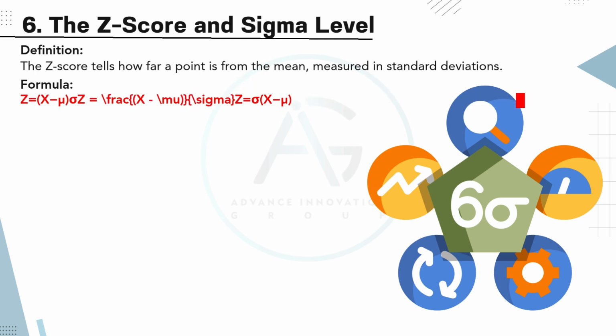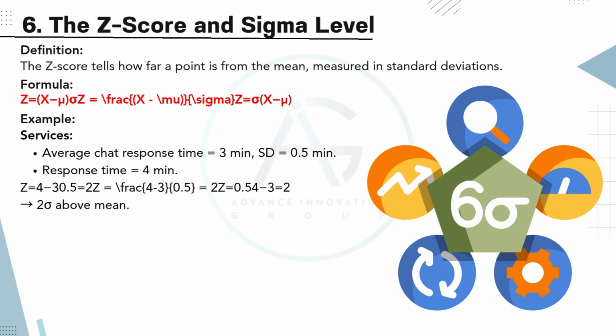Formula. Z equals X minus mu divided by sigma. Example. Services. Average chat response time equals 3 minutes. Standard deviation equals 0.5 minutes. Response time equals 4 minutes. Z equals (4 minus 3) over 0.5 equals 2.